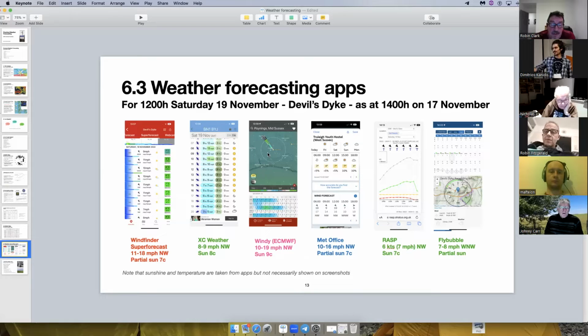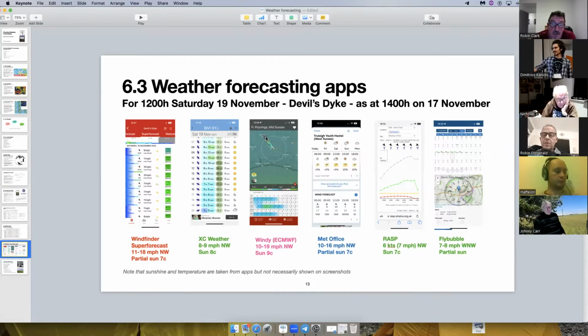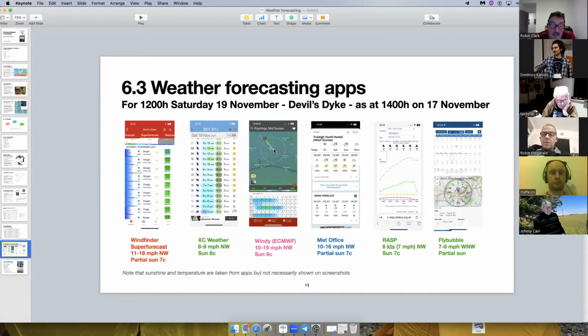Windy, I mentioned that you can see visually the wind speed and direction forecast by different models. So this is looking at 12 o'clock, that column here. They're all coming in from the northwest, not all at exactly the same wind speed, but they're forecasting between 10 and 19 miles an hour and slightly warmer at 9 degrees centigrade. Met Office, again, northwest, 10 to 16, 7 degrees.